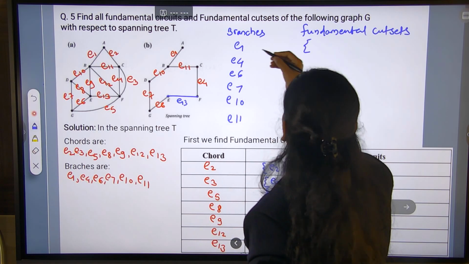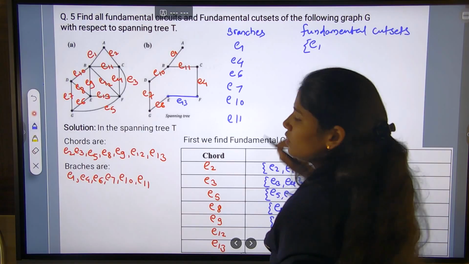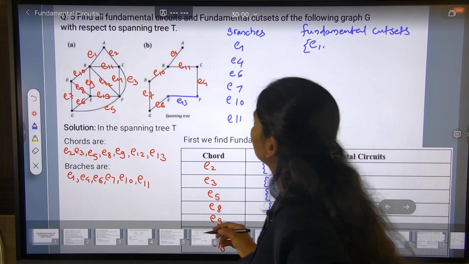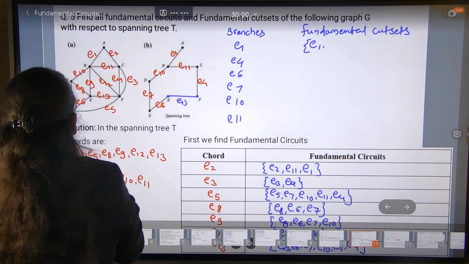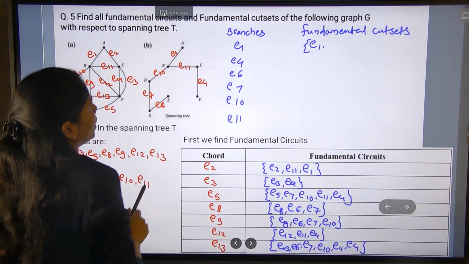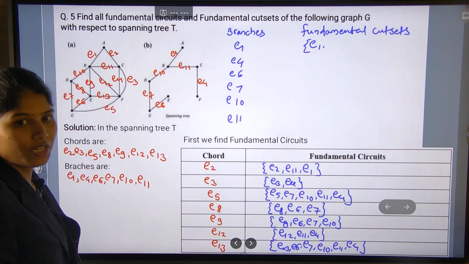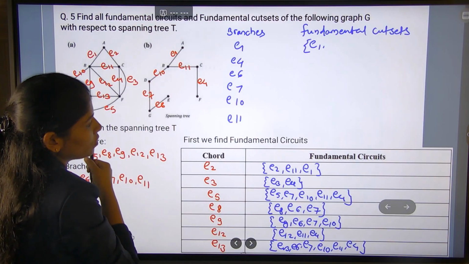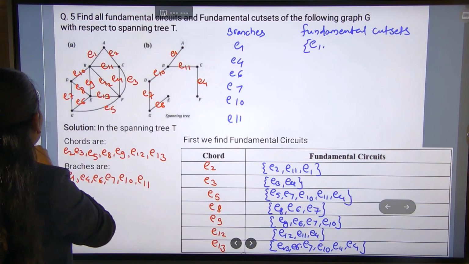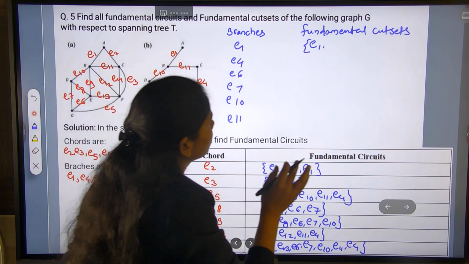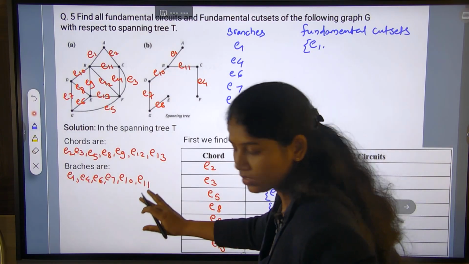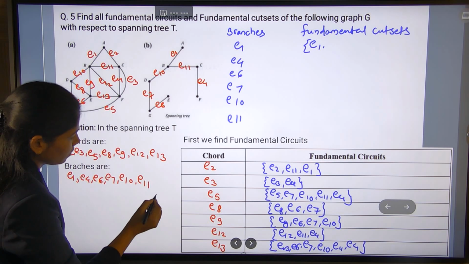We all know E1 itself is contained in the fundamental cut set. So for the fundamental cut set, we need to remove that edge E1. If we remove that edge E1, we need to draw a diagram first. Can you see from here? Okay, we will draw here.